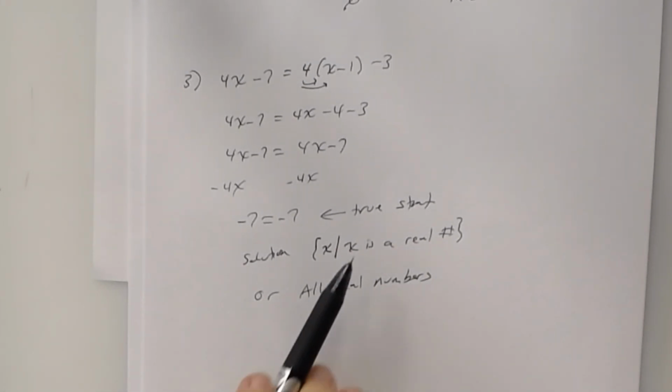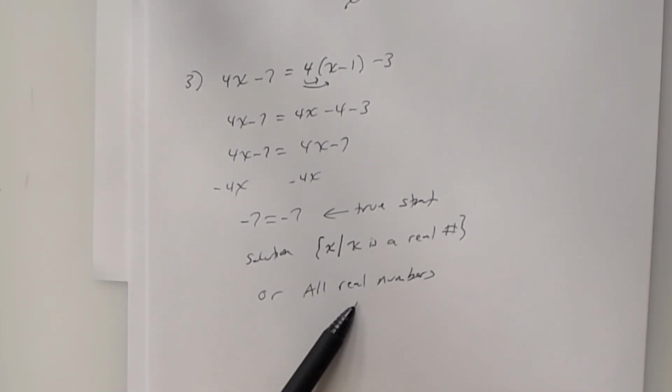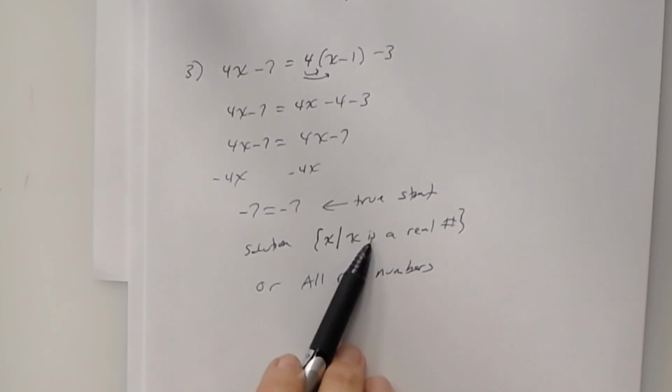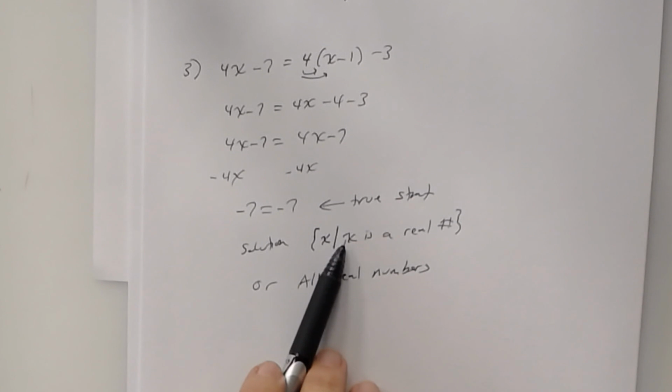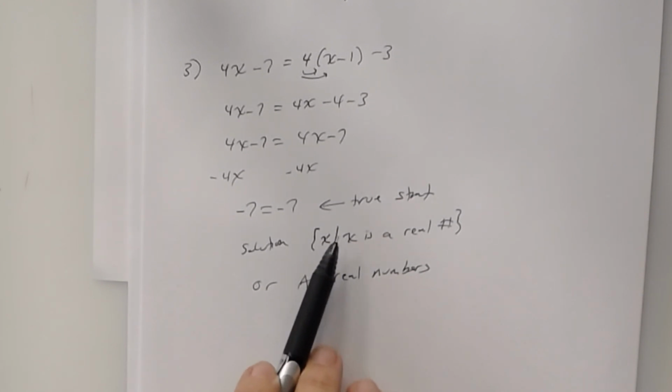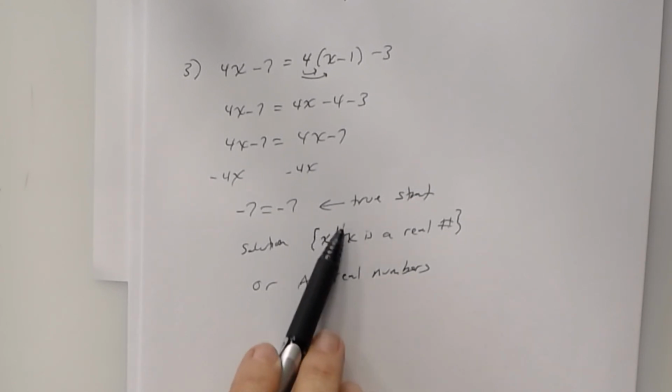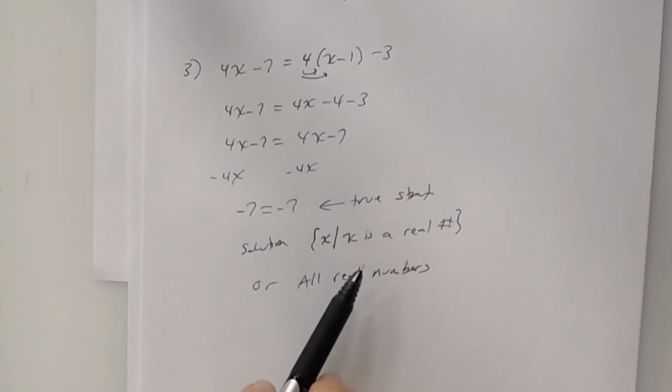Okay, so that means any real number is a solution. But in my math lab, they're going to write it in set notation. When I assign that section tomorrow, you're going to see this set notation. So all real numbers means a set of x's such that x is what? A real number. So that's how you read it: a set of x's such that x is a real number.